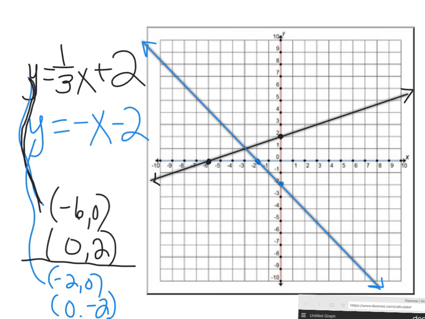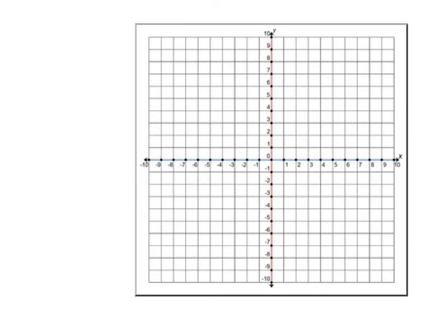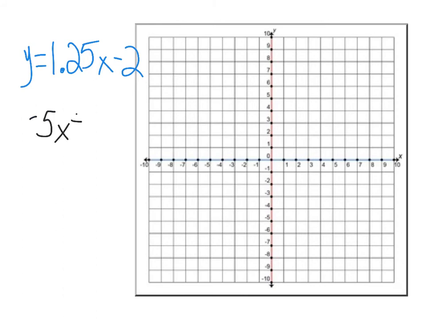All right, let's practice graphing one more. So what if we have this system? So y equals 1.25x minus 2. And then we'll do -5x plus 4y equals -4.